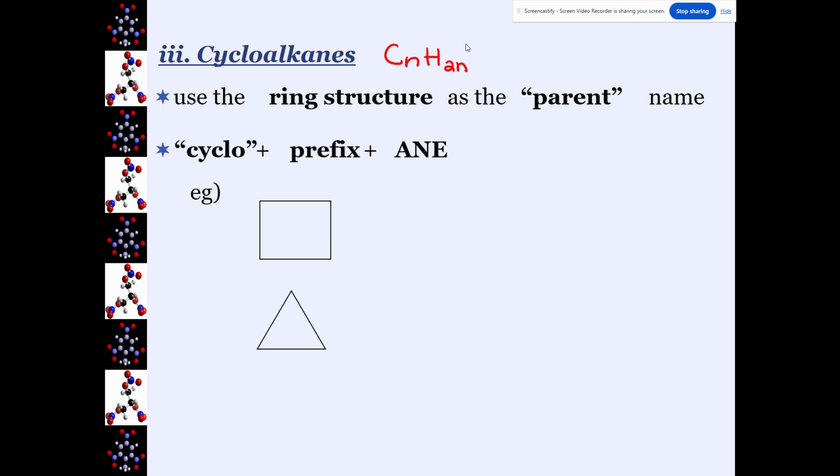So, again, every corner is a carbon. So there are 4 carbons all continuously bonded in a continuous cycle or ring structure. And so the name of that is cyclobutane. The next one has 1, 2, 3 carbons. That is cyclopropane.